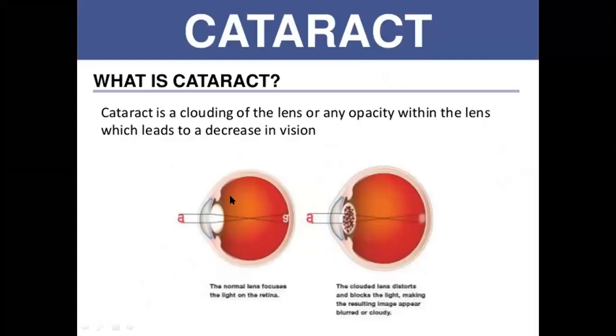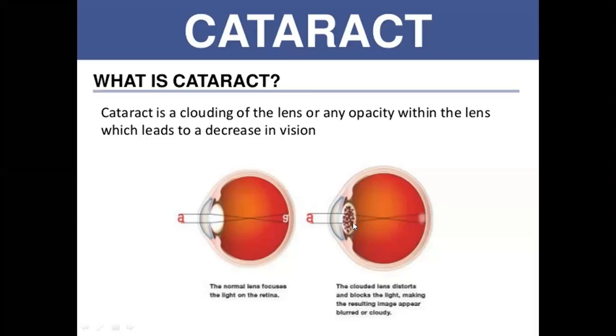So what is cataract? It is a clouding of the lens. So this is a normal lens. This is a clouded lens. Cataract is a clouding of the lens or any opacity within the lens which leads to a decrease in vision. So see this picture. The normal lens focuses the light on the retina, and the clouded lens distorts and blocks the light, making the resulting image appear blurred or cloudy.